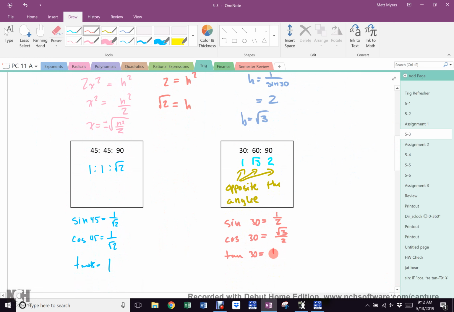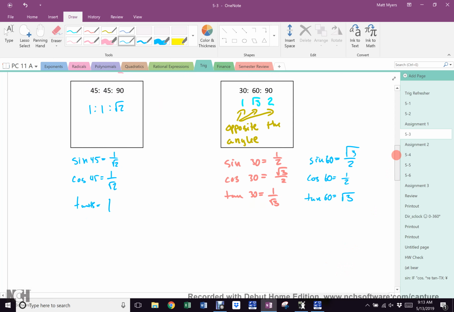1 over root 3. Which also tells us that the sine of 60 is always what? The cos of 60 is always what? One over 2, and the tan of 60 is always what? Root 3, because it's root 3 over 1. Everybody cool? Always. Now, let's do some work with that.